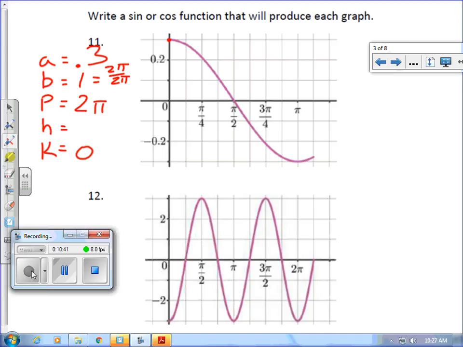Okay? So we call it y equals amplitude 0.3 cosine of B, which is 1, x, and we're not going to shift it left or right because that's where cosine goes through. We're just not shifting it up, none. So we can leave it like that.